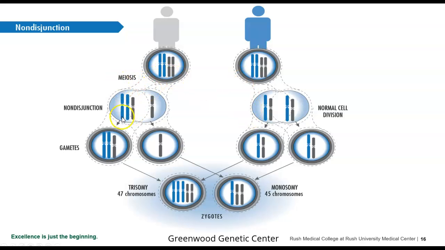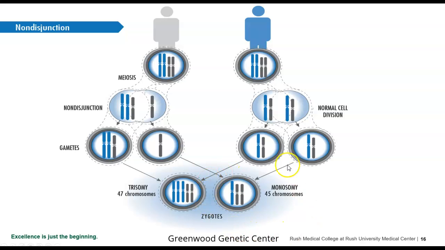Instead of dividing equally in meiosis 1, both chromosome 1s go to one side, so one parent donates 2 copies of chromosome 1 and the other donates 1. And so this baby has 3 copies and 2 of all the rest of them. And in this cell, if this was used for fertilization, this would result in just a single copy.